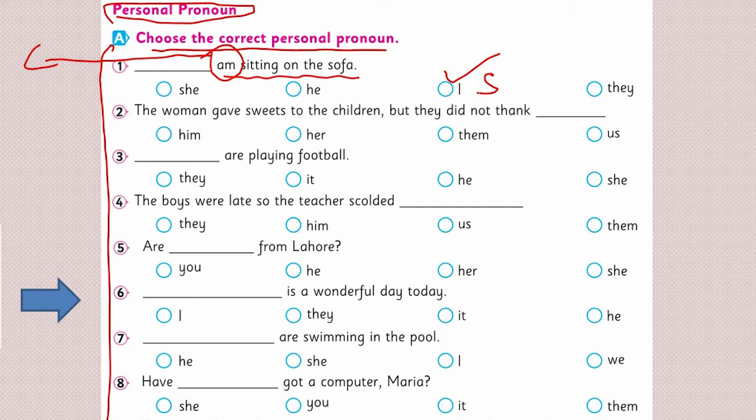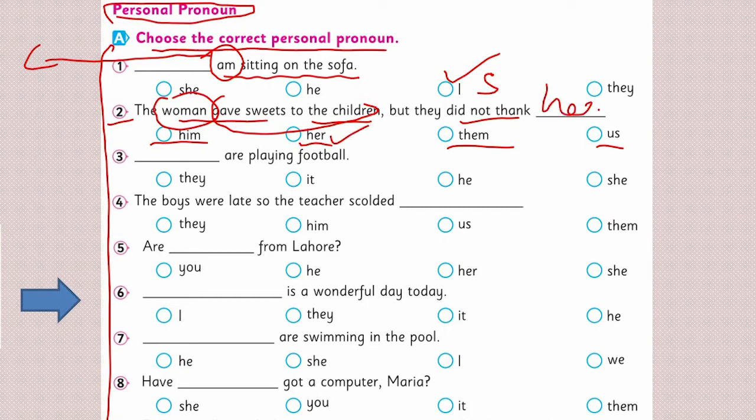Now look at this one. The second one, the women gave sweets to the children, but they did not thank. What will be the right option here? Him, her, them, or us? Here the woman is subject here, and she is giving sweets. She gave sweets to the children. Now, for women, what personal pronoun will we use here? Yes, her. For women and girl, we use her for personal pronoun.